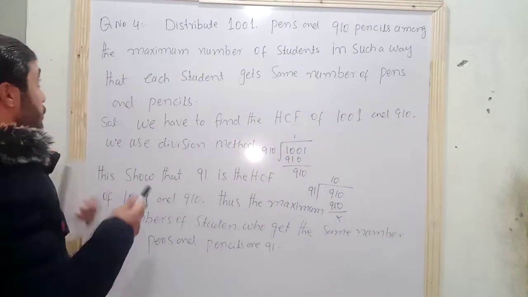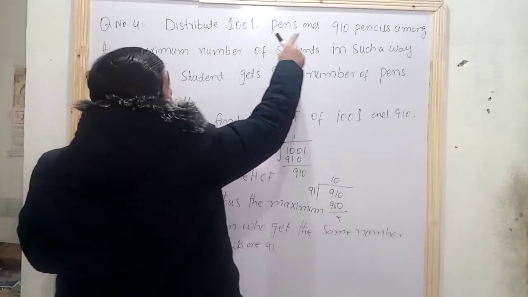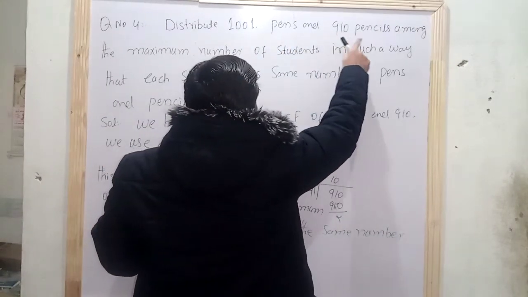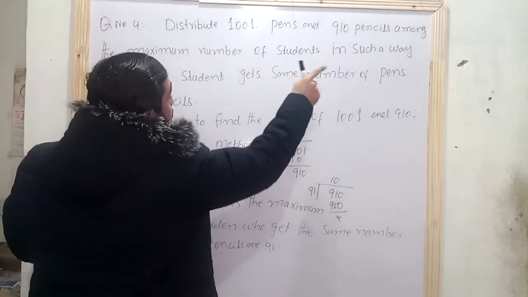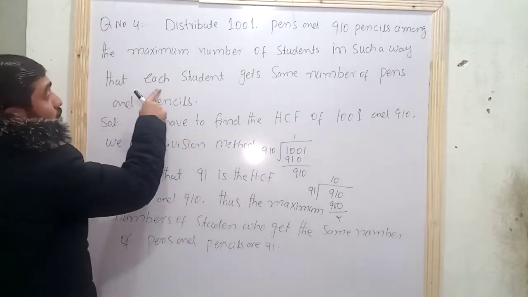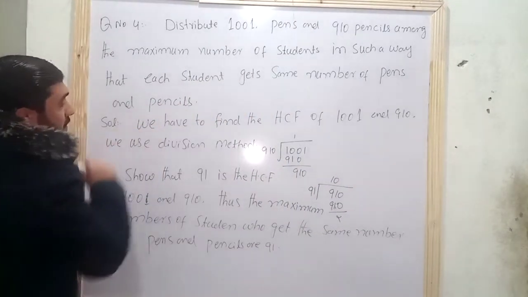Now question number 4. Distribute 1008 pins and 910 pencils among the maximum number of students in such a way that each student gets the same number of pins and pencils.